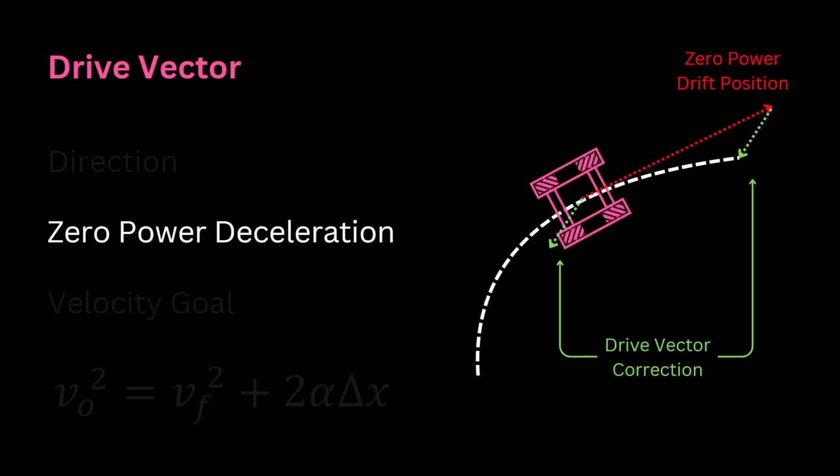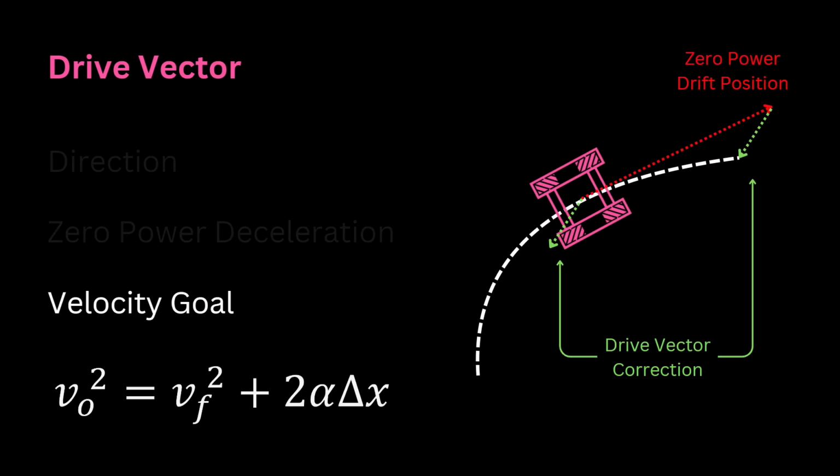This is how your robot slows down when power is cut from the drivetrain. To find that, we can run two tuners to find the forward and lateral zero power decelerations of your robot. Then we need to calculate our velocity goal. We do that with simple kinematics, with the kinematics equation on the screen here.